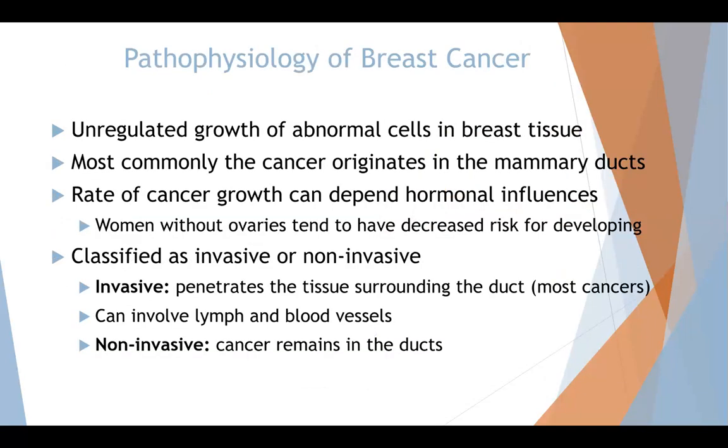So pathophysiology of breast cancer. What is the disease process of breast cancer? As I've talked about before, cancer is an irregular, abnormal growth and replication of cells. All cells in your body have a job to do, and they are also regulated so that we don't have too many of them growing at one time. So when those factors fail, you have cancer.